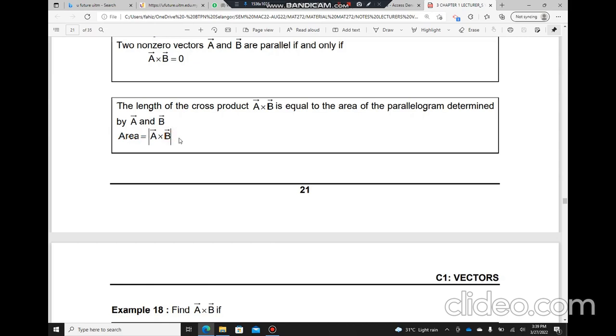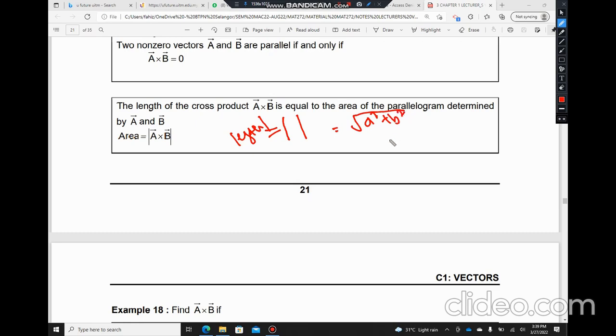So ingat setiap kali kita guna simbol yang ni, maksudnya yang ni adalah untuk length. So length macam mana kita kira? Yang ni lah yang kita ada square root tu kan, katakan A square plus B square. So kita akan dapat satu value. So yang tu untuk kira area.